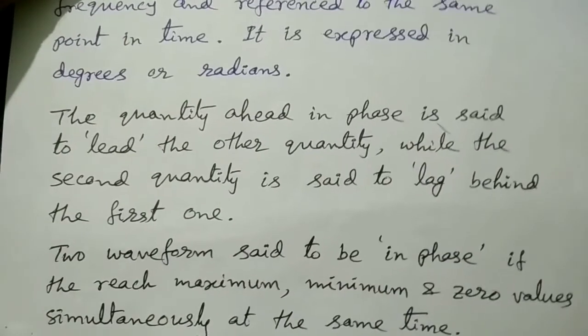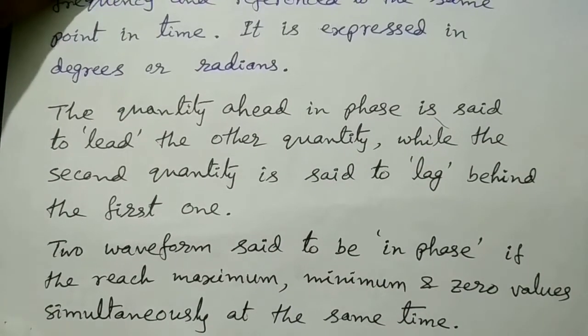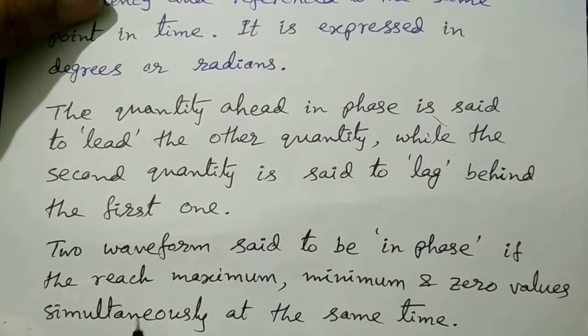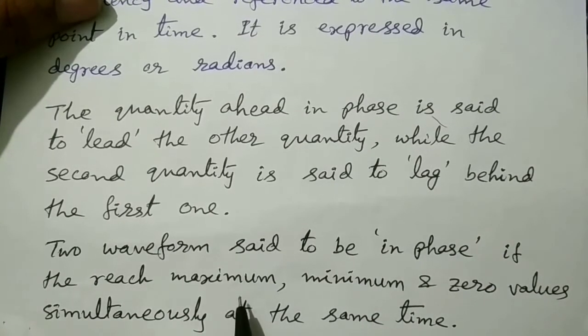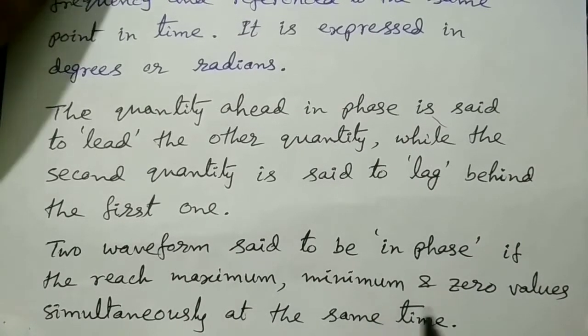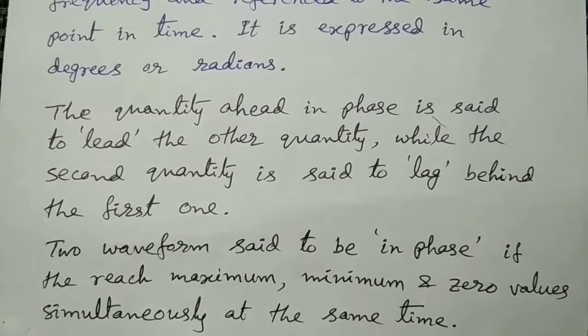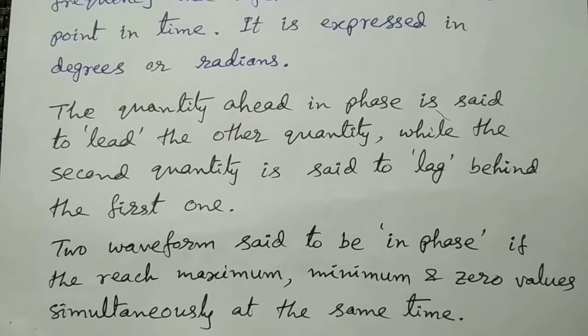The waveform is said to be in phase if both waveforms reach the maximum value, the minimum value, and the zero values simultaneously at the same time. Sometimes we use the term that the parameters are in phase. Here, in phase means two waveforms will be maximum, minimum, and zero simultaneously at the same time.